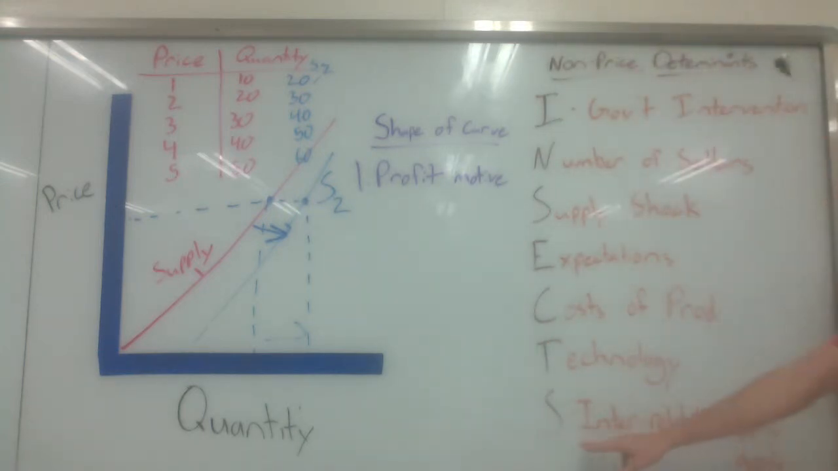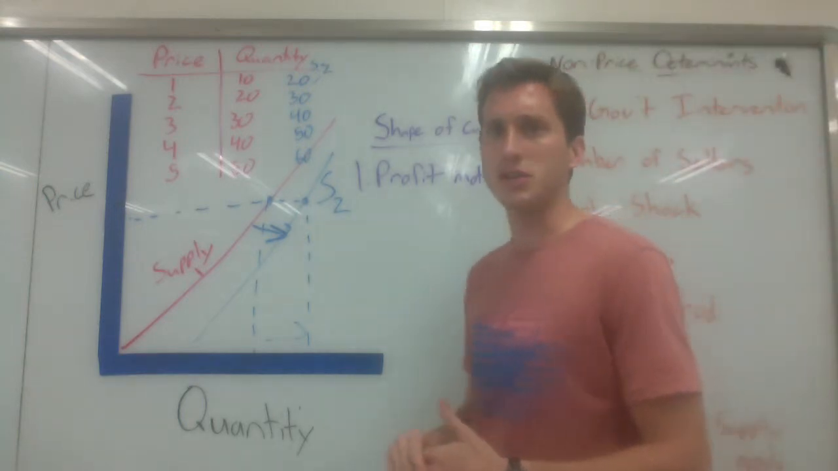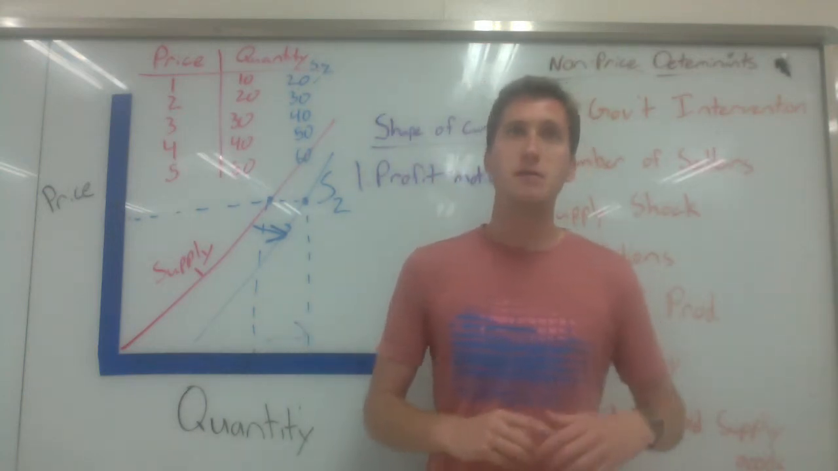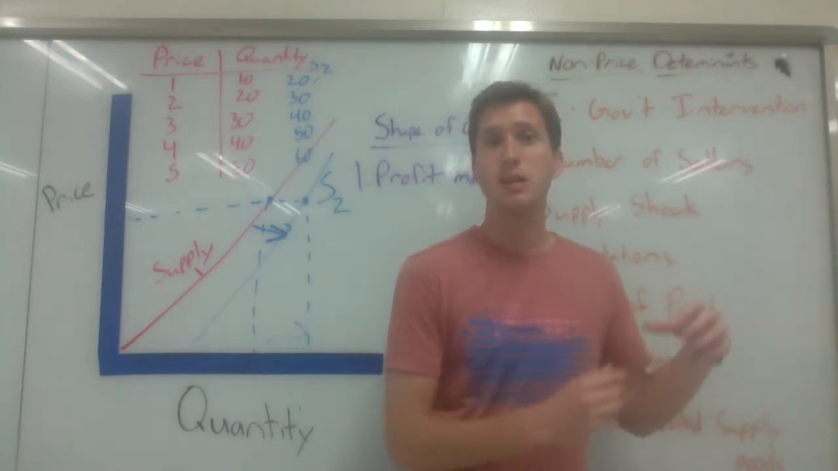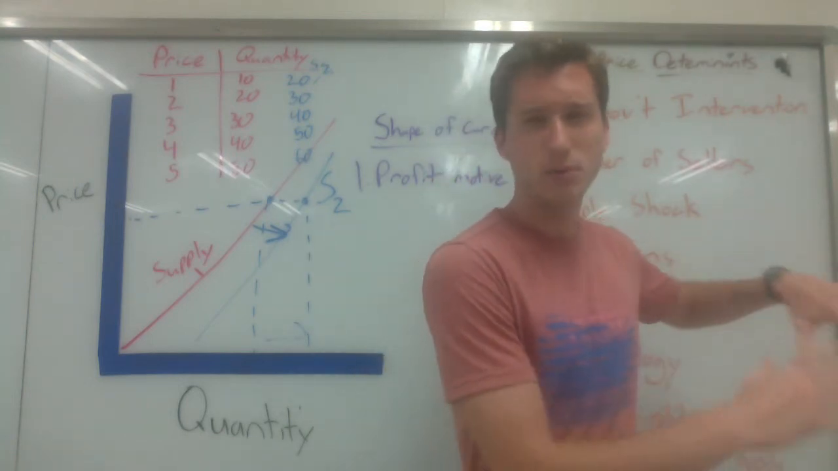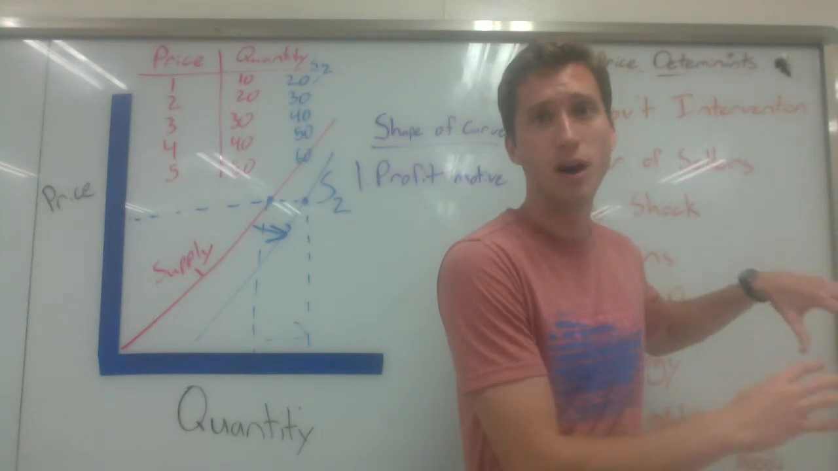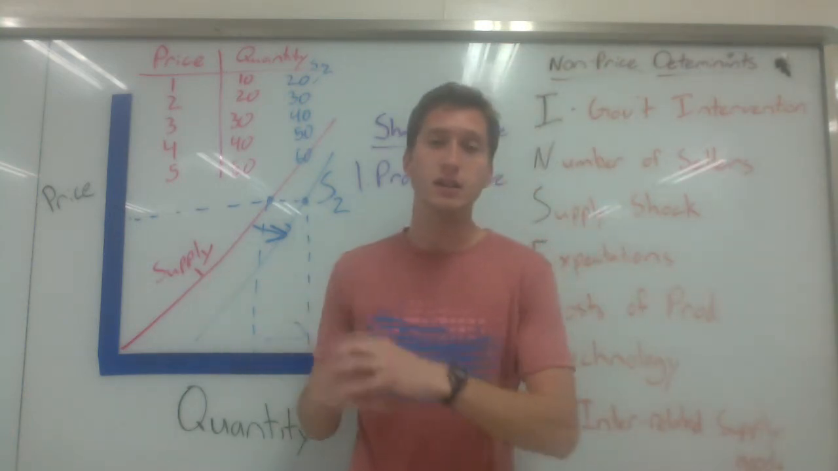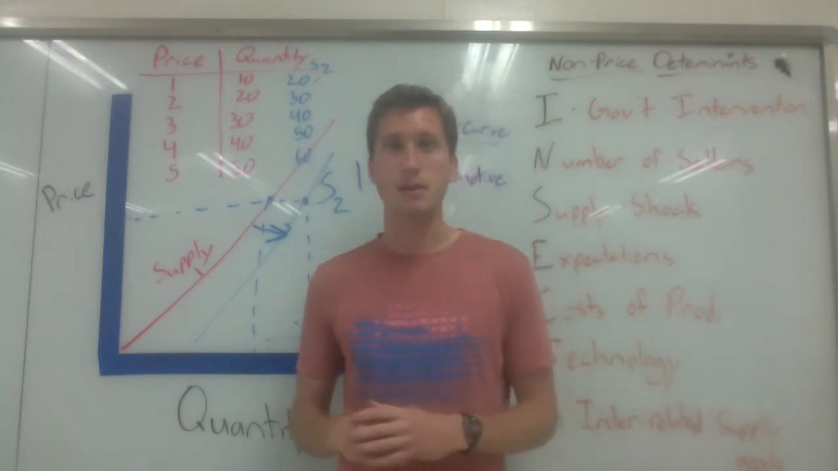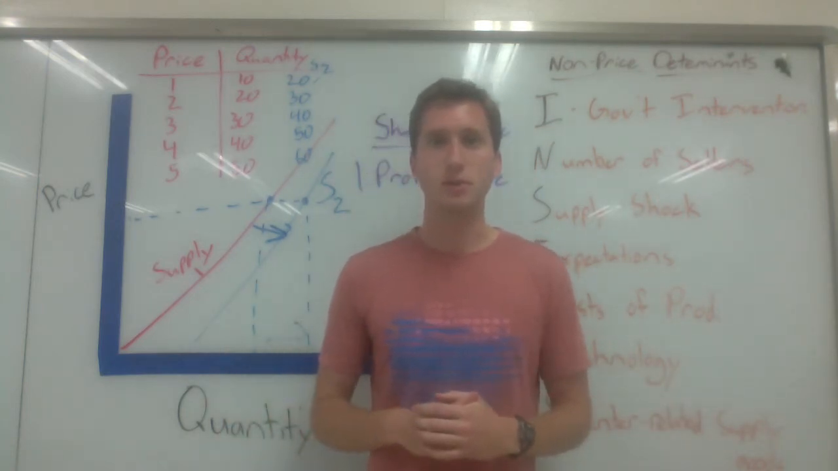And then S stands for interrelated supply goods. This one's a little bit confusing, but it applies if a firm could produce two different products. If one product is more profitable, they'll take away production of the least profitable product and produce more of the profitable one. It's kind of like substitutes and complements, but it's a little bit different for producers.